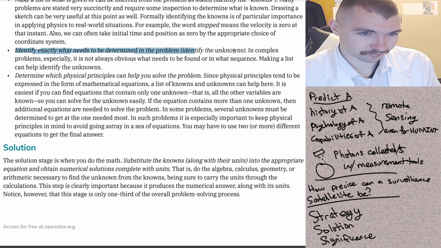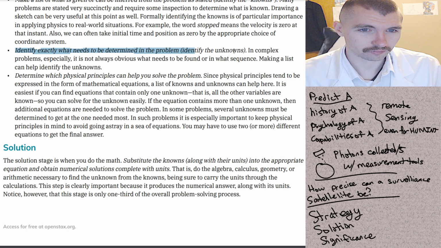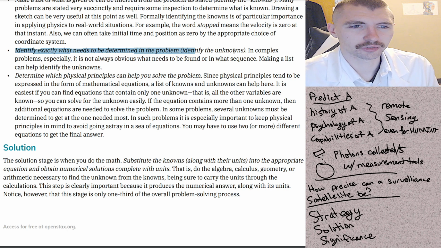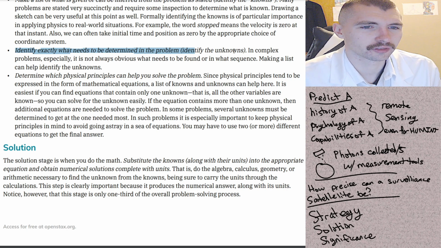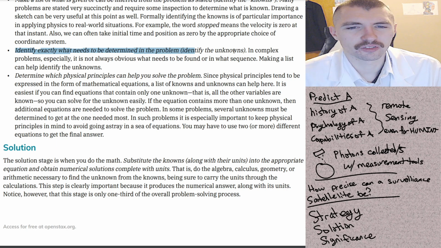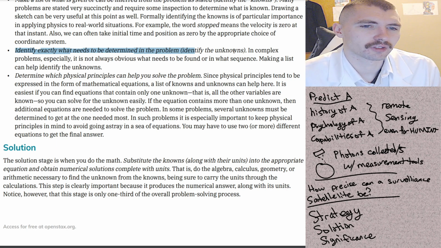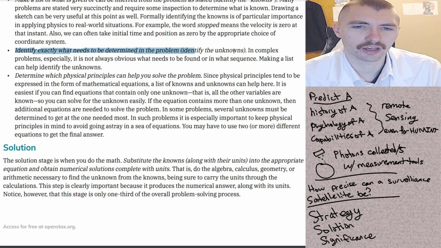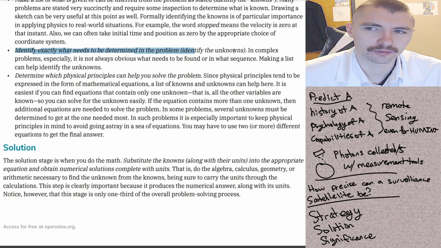So the unknown in this course is what can't be automated, what can. Determine which physical principles help you solve the problem. It's easiest to find equations that contain only one unknown. That is, all the other variables are known. If an equation contains more than one unknown, additional equations are needed to solve the problem. In some problems, several unknowns must be determined to get at the one most needed. So keep the physical principles in mind before getting astray in a sea of equations. You may have used two or more different equations to get the final answer.